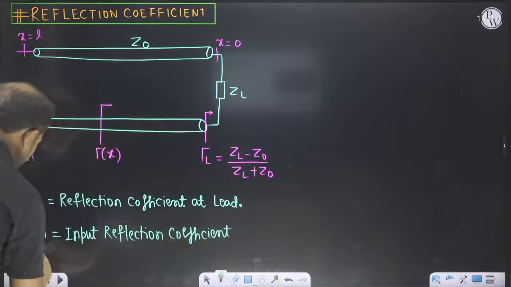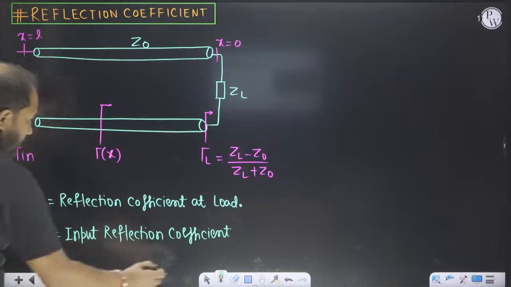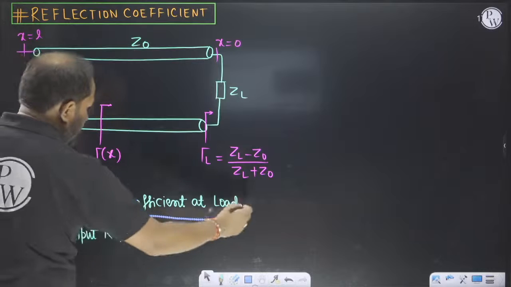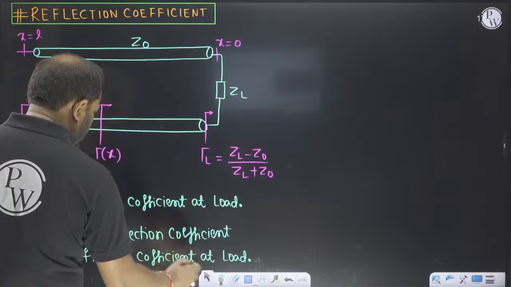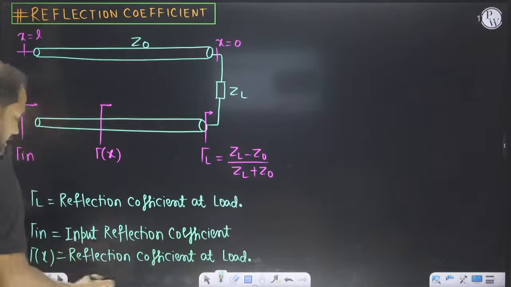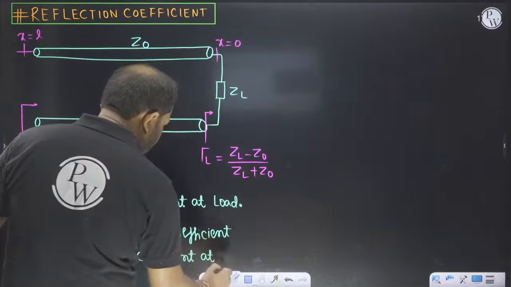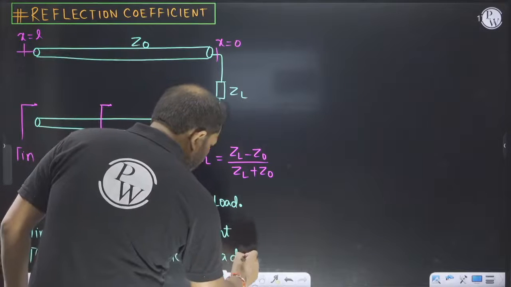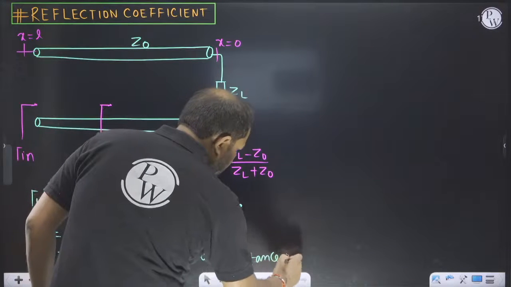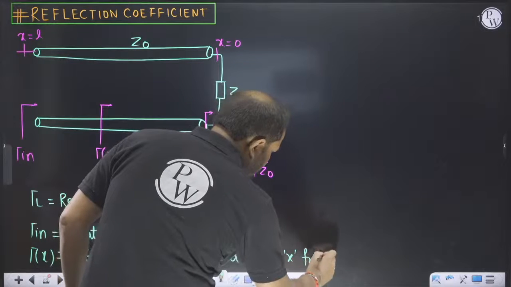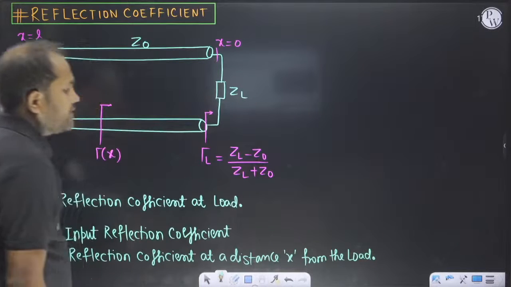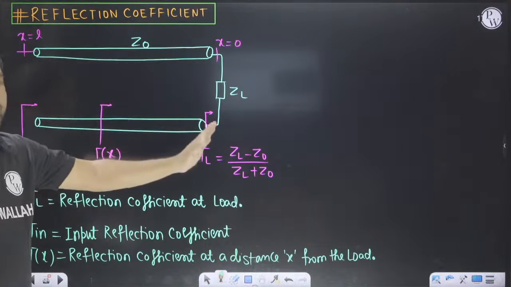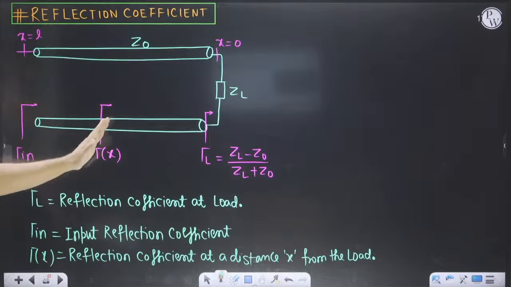Gamma x is the reflection coefficient at a distance x from the load. So this is the point: reflection coefficient at load, reflection coefficient at a distance x from the load, and input reflection coefficient.